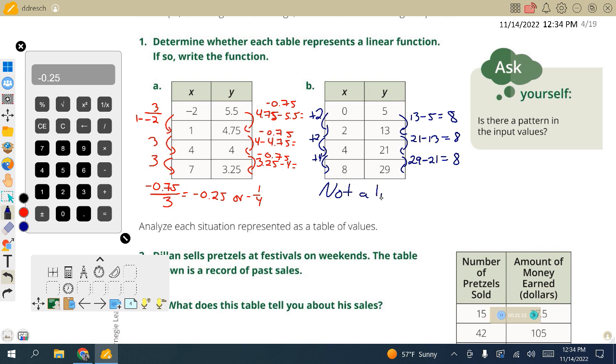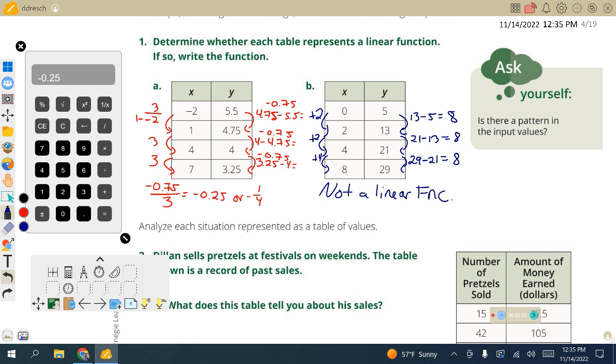Not a linear function. Now, if we say not a linear function, then you cannot identify the slope. We don't have that consistency right there. You're going to put it, what, 8 over 2 or 8 over 4? You can't pick one or the other. So we say it's not a linear function, and you can't write the slope.